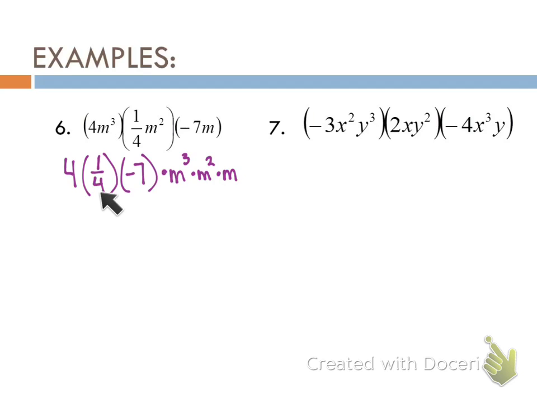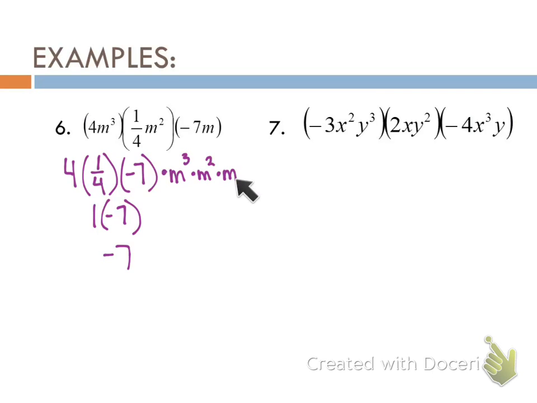If I take 4 times 1/4, what does that give me? One. Makes me a little sad that not everybody just yelled that out right away. 4 times 1/4 would be 1. If we put the 4 over 1, the 4s would cross cancel. Right? Okay, so 4 times 1/4 is 1. Times negative 7. What is 1 times negative 7? Negative 7. And then we have to deal with our m's.